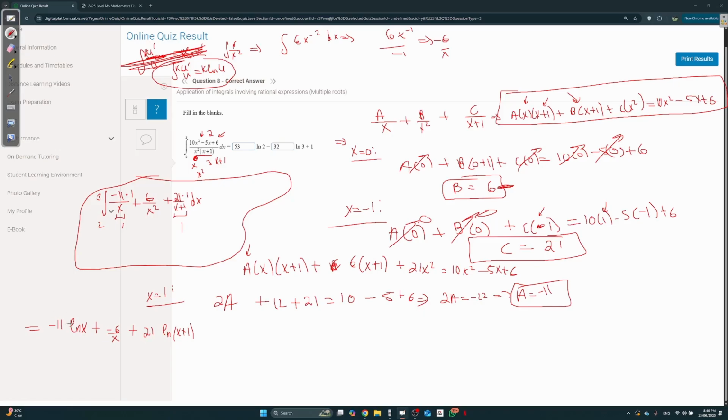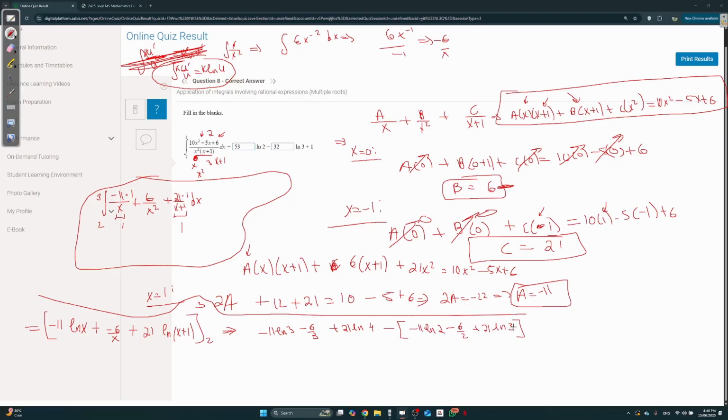What am I going to do now? So we found the integral of everything. We don't need to put plus c since we have a definite integral from 2 until 3. So let's substitute our values now. I'm going to just draw a line here, separate, and put the 2 arrows and continue. Substituting 3, you're going to get minus 11 ln 3 minus 6 over 3 plus 21 ln of 3 plus 1, which I'm just going to write as 4, minus open brackets minus 11 ln 2 minus 6 over 2 plus 21 ln 3, because 2 plus 1 is 3.